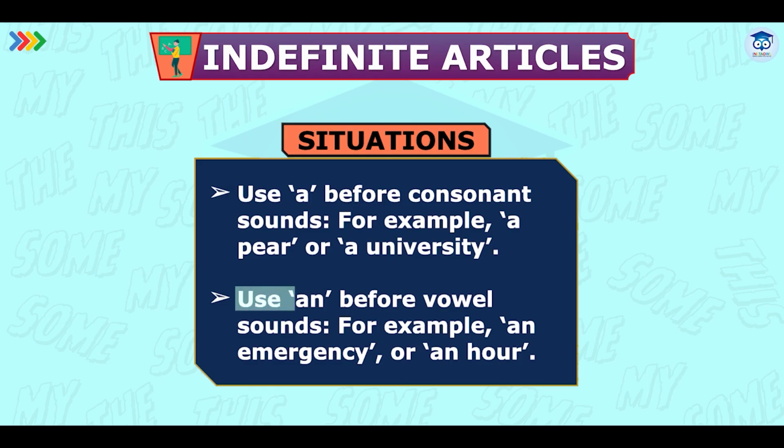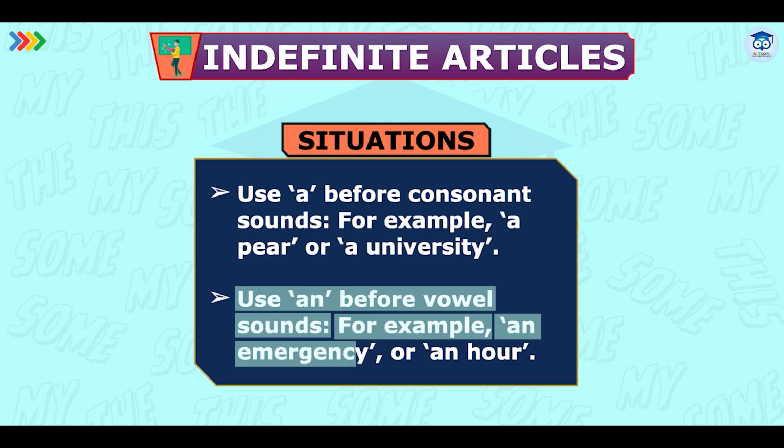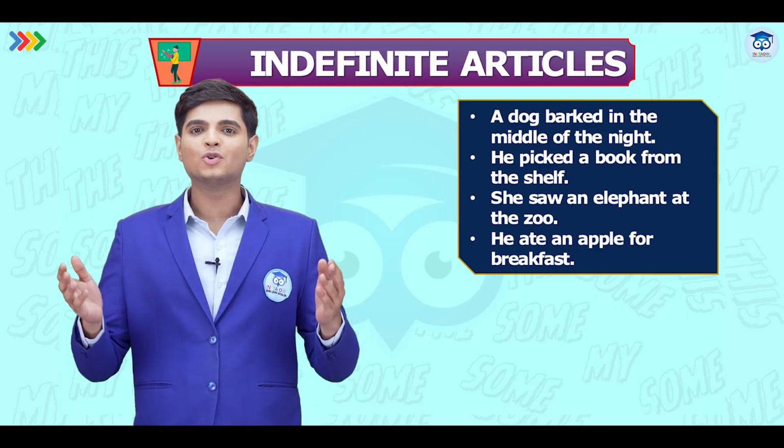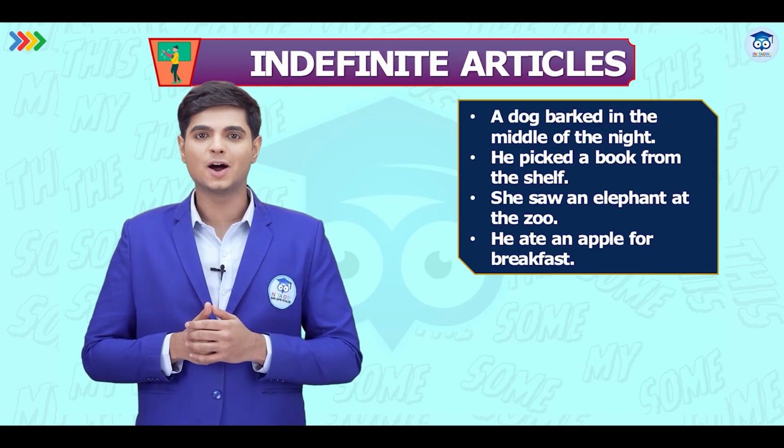Next, we use an before vowel sounds. For instance, an emergency or an R. Notice how it's based on the sound, not just the first letter of the word. Let's reinforce our learning with a few real-life examples.